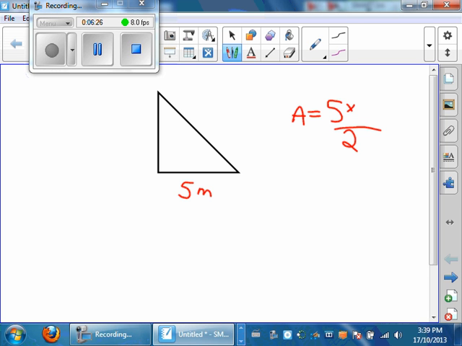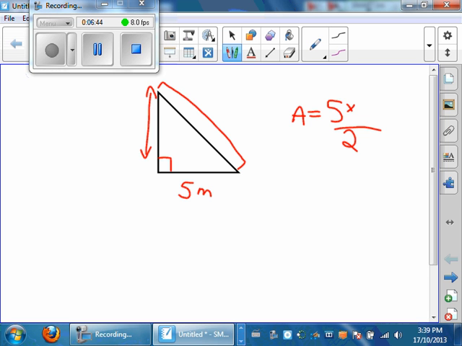Like we said, the big mistake is that students will measure this side here to say that that's the height. That is not the height. It's not at right angles. This here would be classified as the height because it is at right angles to the base, and it's at its highest point.